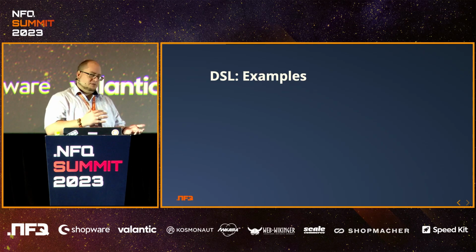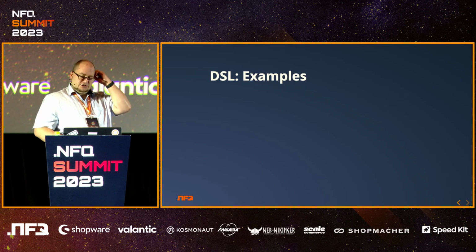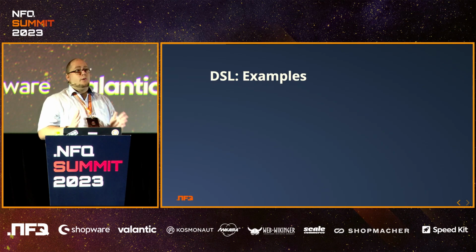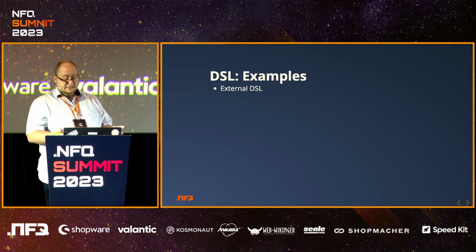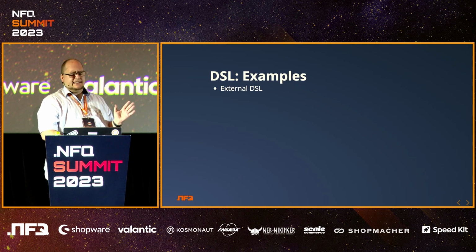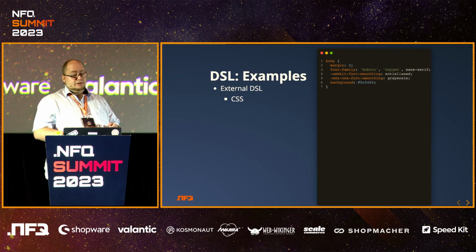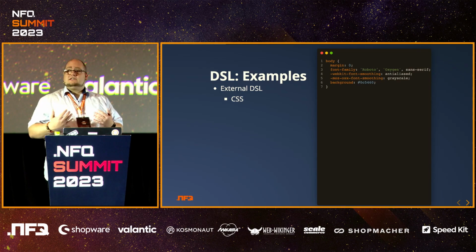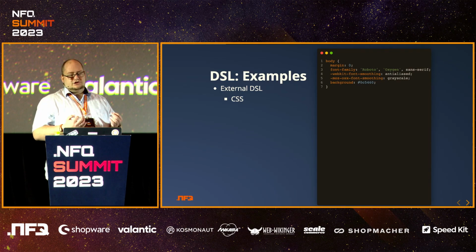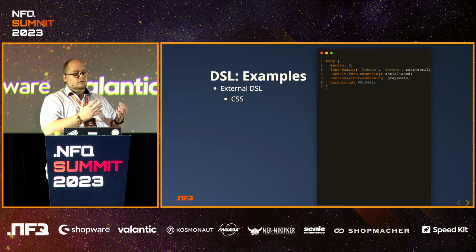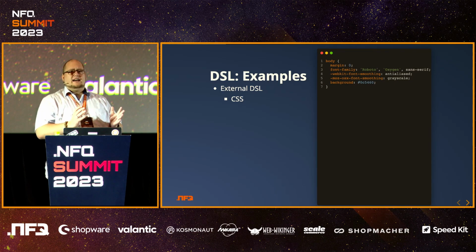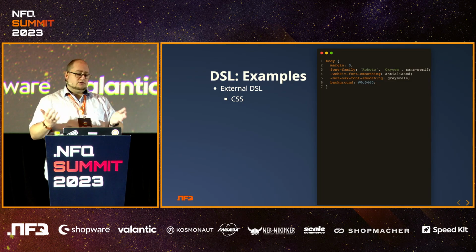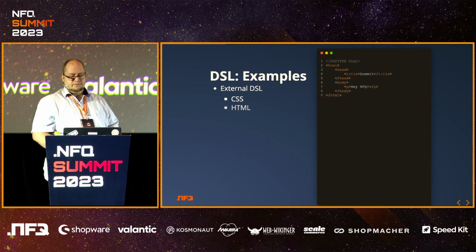To be a bit more specific, I can show you some examples you hopefully know. For external DSLs, it's a bit easier. We have, for example, CSS, which is a language you can use to mark how a website should look like. Where are the things positioned? How are the colors? What fonts are being used? And so on. Additionally, HTML could also be seen as a DSL.